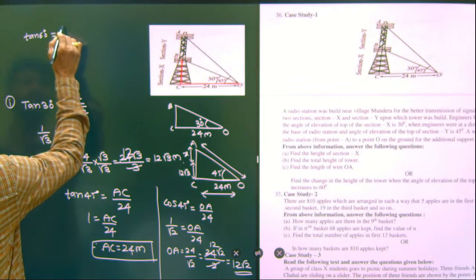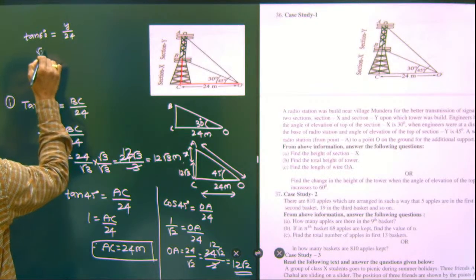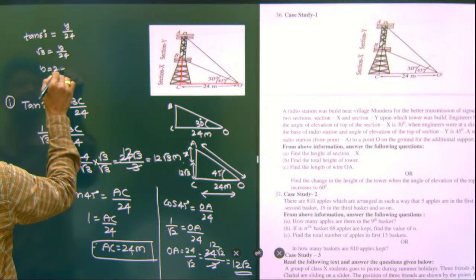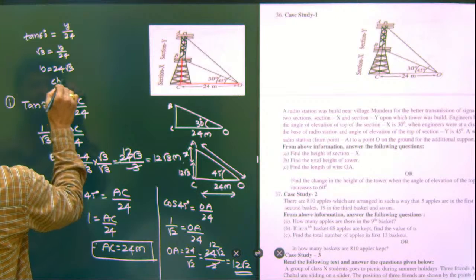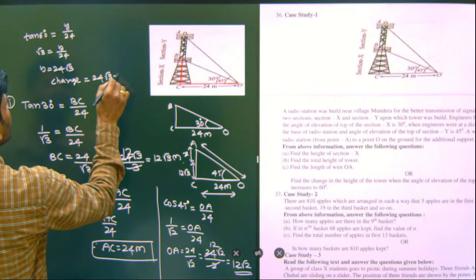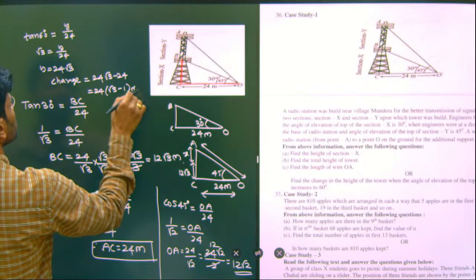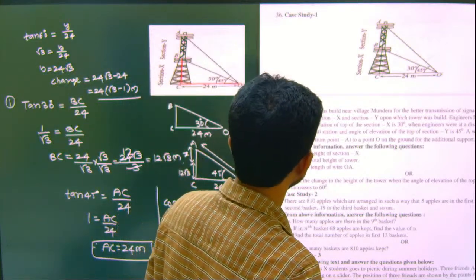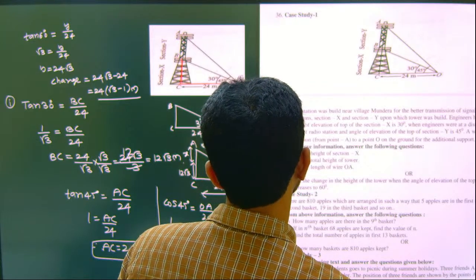So total height, let us take y by 24. So root 3 is equal to y by 24. y is equal to 24 root 3, and original height is 24. Then the change in height will be 24 root 3 minus 24, which is 24 of root 3 minus 1 meters. This is the change in the height. So hope you understood that one also. This is case study 1.